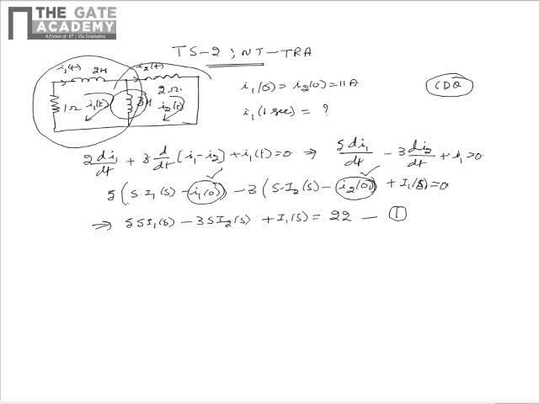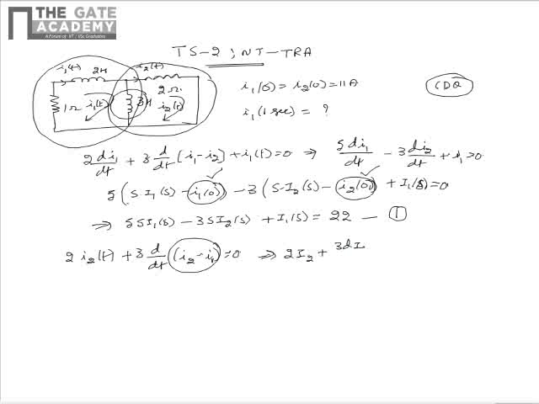Similarly, upon applying the mesh analysis to mesh 2, the mesh equation can be written as 2 i2(t) + 3 d/dt (i2 - i1) = 0. This is because the current through the 3 Henry inductor is i2 - i1. So this gets simplified as 2 i2 + 3 di2/dt - 3 di1/dt = 0. Sorry, this should be small i's.